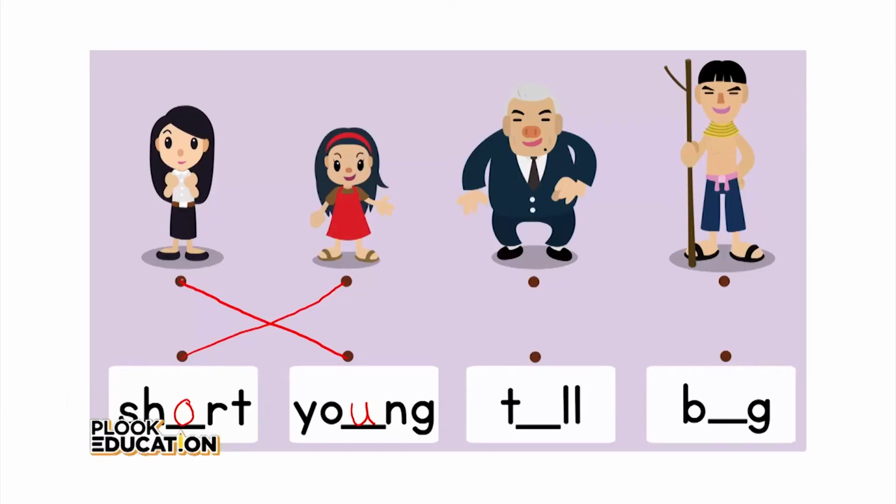We're missing one letter here too. Do you know what that one is? A. Perfect. This goes with picture number 4. That's right. The tribesman. Then our next word is big. We're missing one letter. I. Perfect. And there it is.